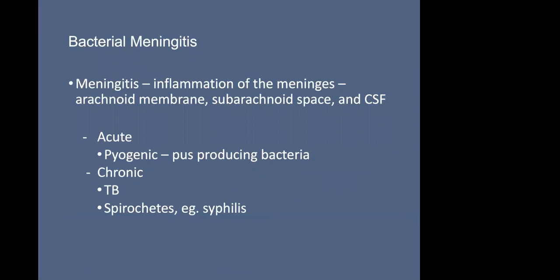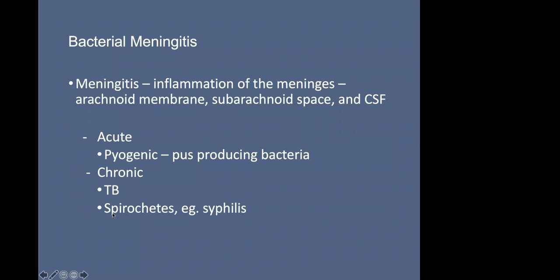So the first group of disease would be the bacterial meningitis. As we already saw, meningitis here is leptomeningitis, inflammation of the arachnoid, subarachnoid space, and CSF. The infecting organisms are also abundant in the CSF. So CSF analysis can be a very good way to diagnose bacterial meningitis.